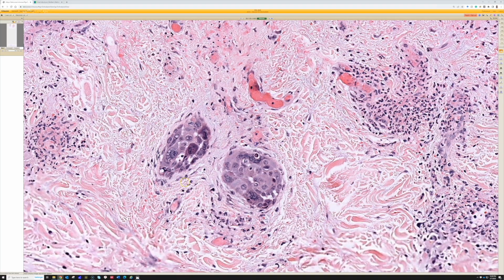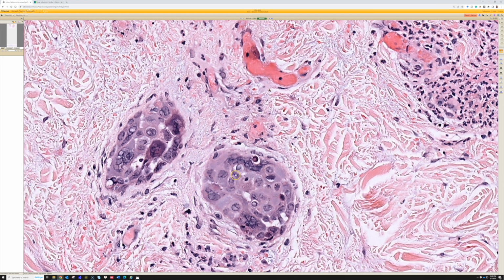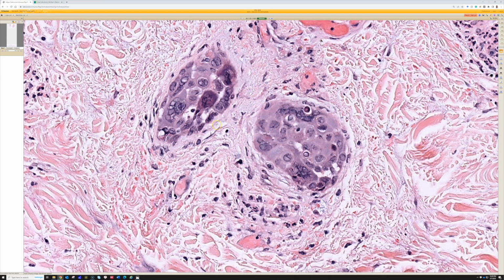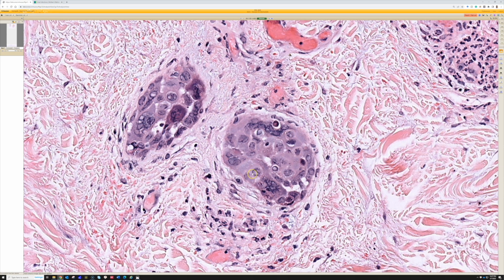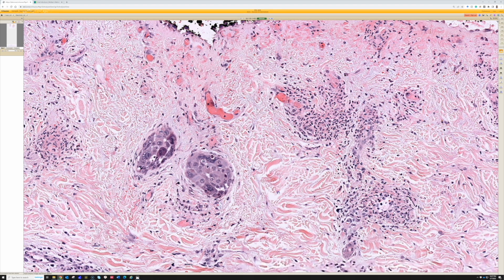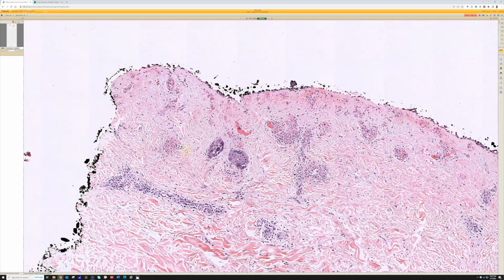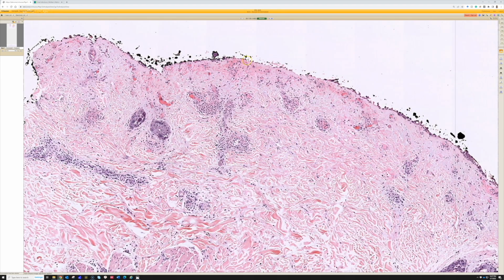And when we go over here and look down this adnexal epithelium, I'm not sure if it's a hair follicle or a sweat duct here, but you can see better multinucleation, margination, and molding, and that smudgy, hazy ground glass nuclear chromatin pattern that's typical of herpes. All right. And a lot of inflammation in the background dermis, another typical finding in herpes.